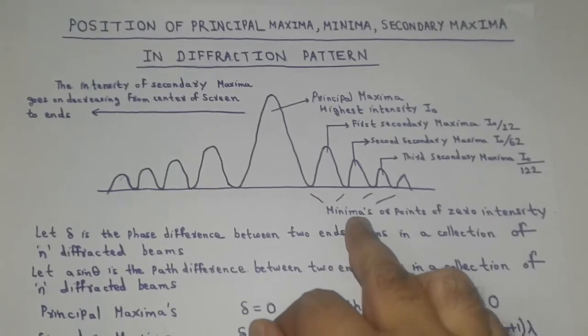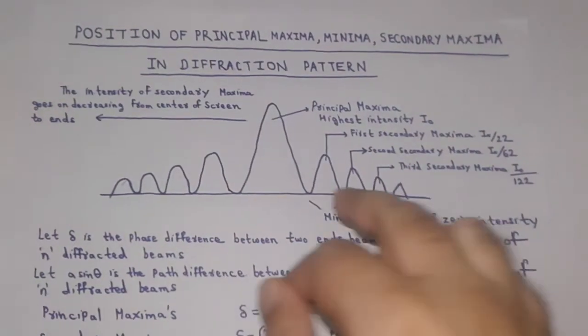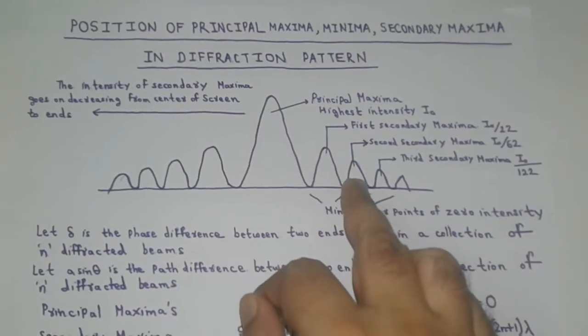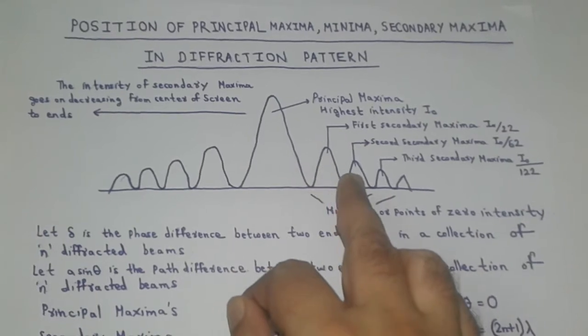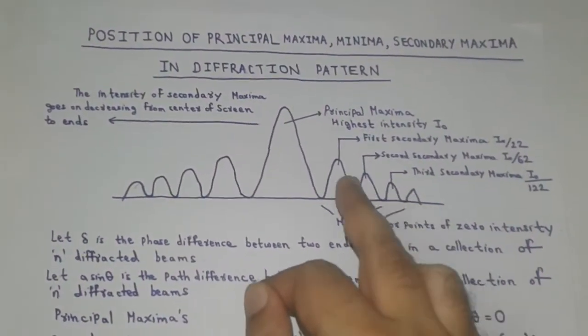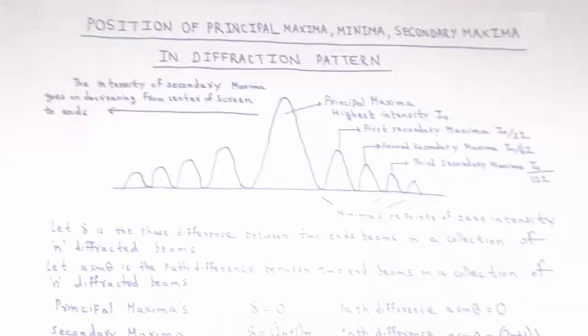Minimas are the points of zero intensity formed at the screen. Between two successive minimas, we have a secondary maxima, which are less intense maximas. These less intense maximas are formed on either side of the principal maxima.